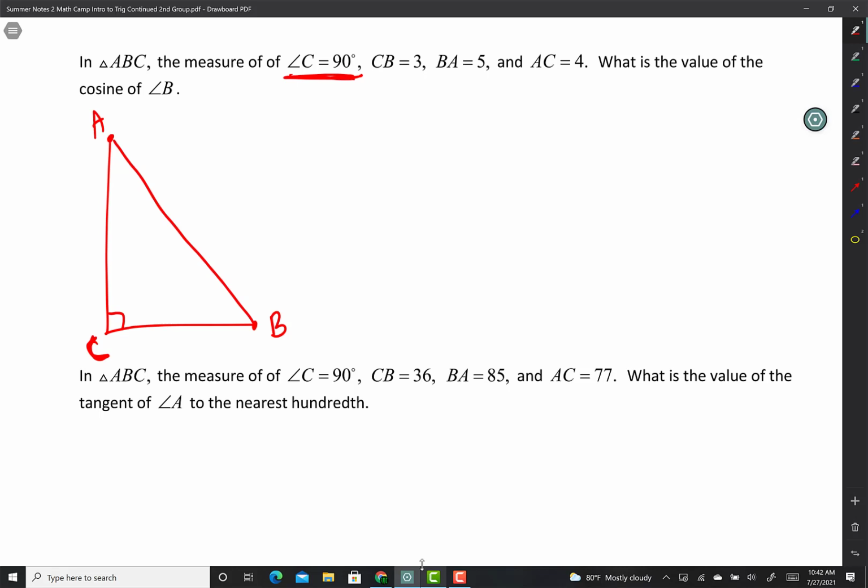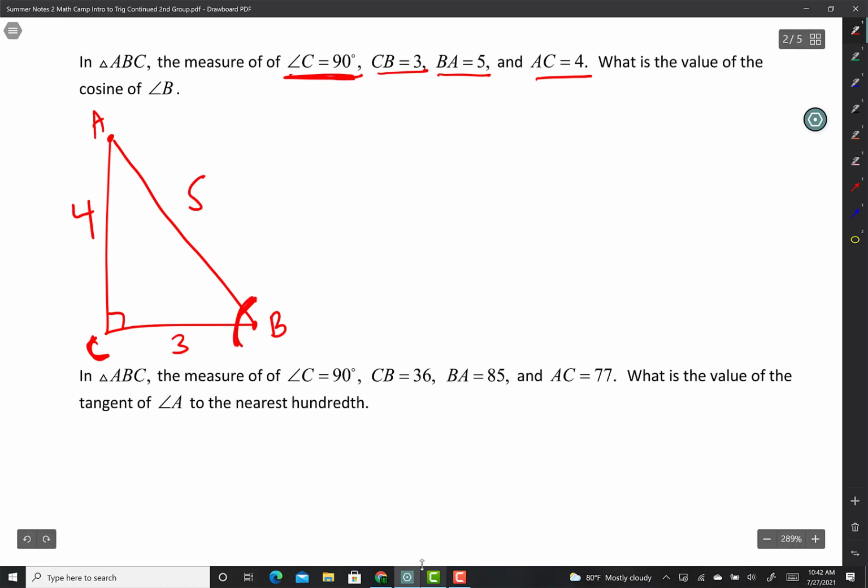And then just, this says CB is 3, so 3. This says BA is 5, so 5. And the AC is 4. So I have a 3, 4, 5 triangle. Obviously, it doesn't look like it, because of the scale, but that's fine. And I already forgot. What do they want? Oh, yeah, cosine of B.